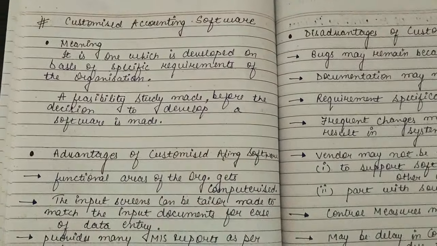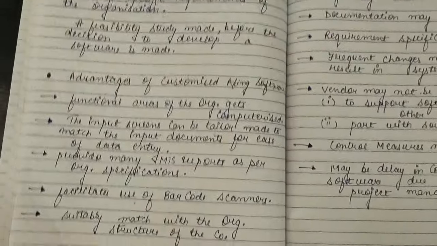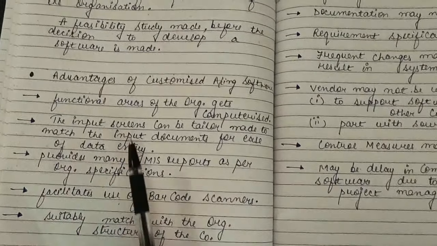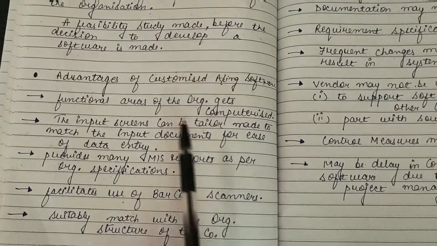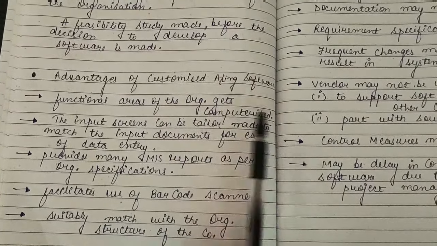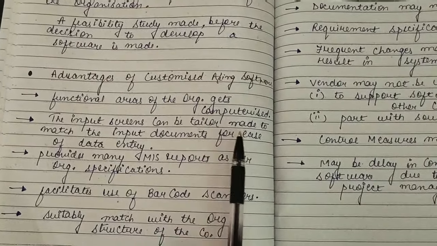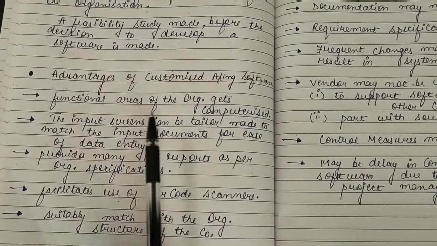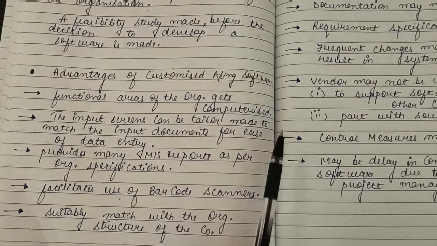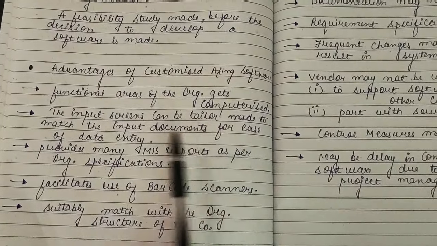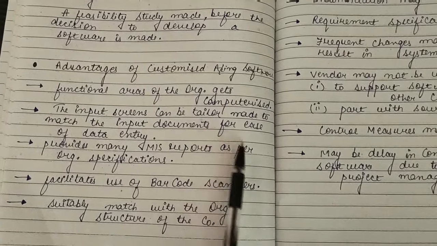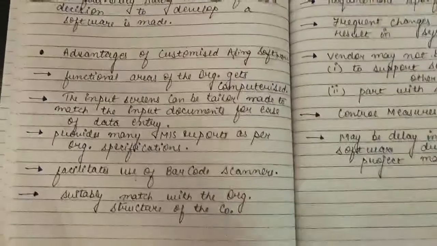And what are the advantages of customized accounting software? Look here. Functional areas of the organization get computerized. So we will be designing this software according to the needs of the organization. So of course the functional areas of the organization will get computerized. The next one is the input screens can be tailor-made to match the input documents for ease of data entry.